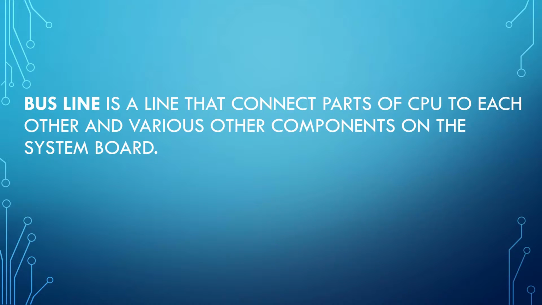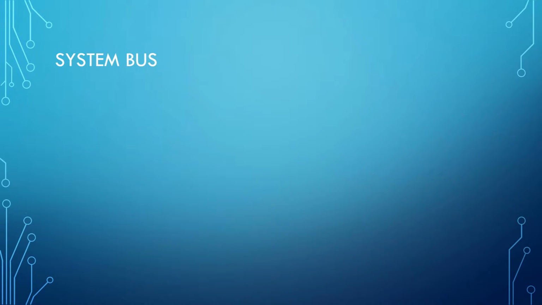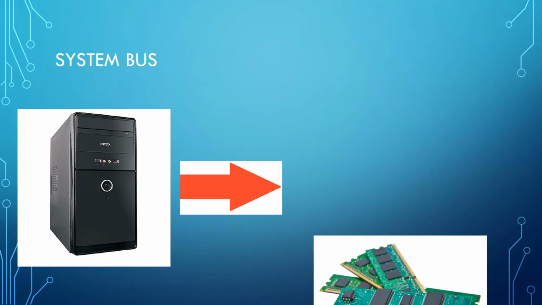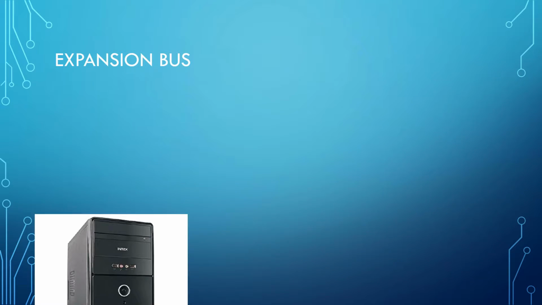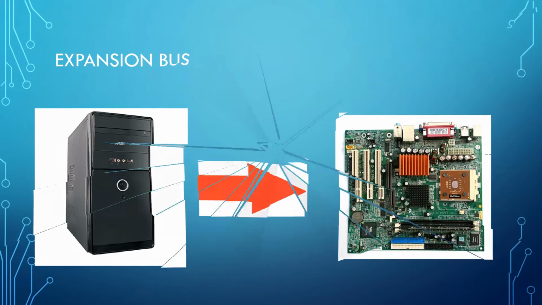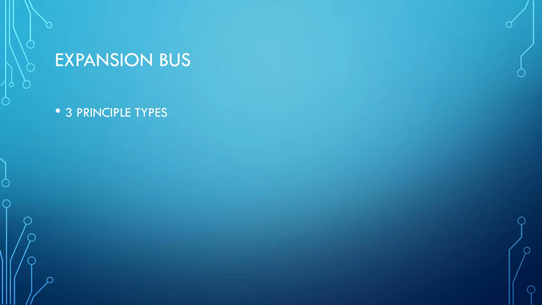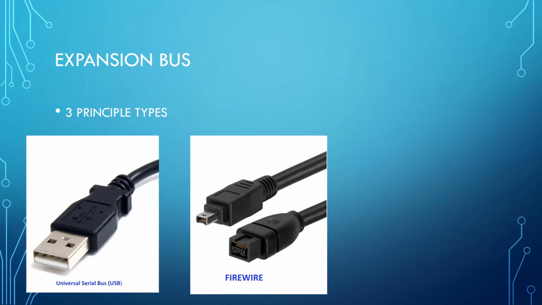Bus lines are the lines that connect parts of the CPU to each other and to various other components on the system board. There are two types of bus lines: the system bus, which connects the CPU to the memory, and the expansion bus, which connects the CPU to other components. For the expansion bus, there are three principal types: USB, Firewire, and PCI Express.